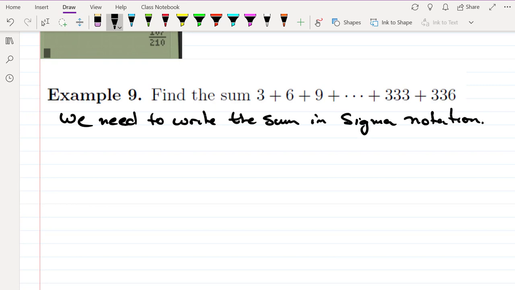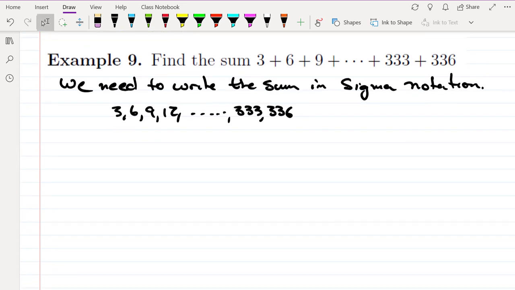So we need to find the associated sequence. Our sequence, a sub n, would be 3, 6, 9, 12, all the way out to 336. So what are we doing each time to get to the next sequence member? Well, we are going to add 3, add 3. So we know the general term of our sequence, a sub n, is going to be 3 times n. Now we need to find the index for both the starting and stopping terms.